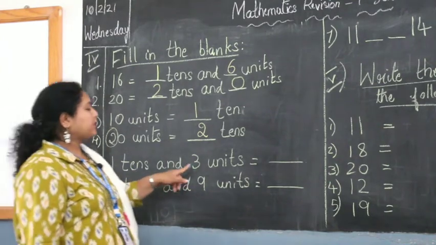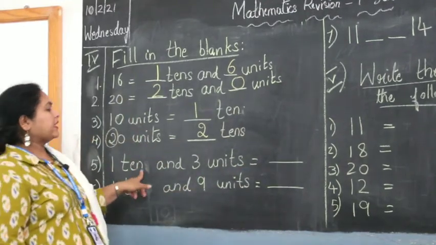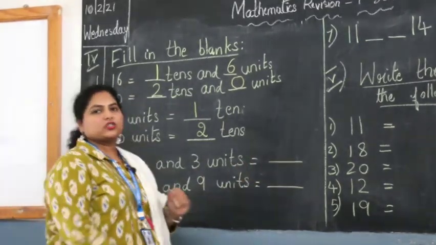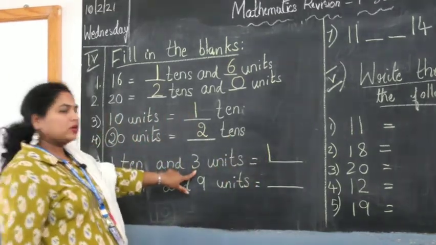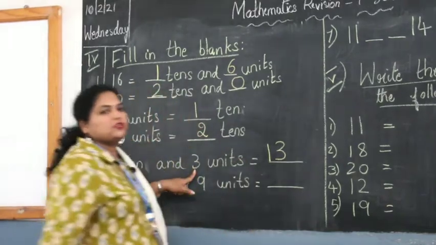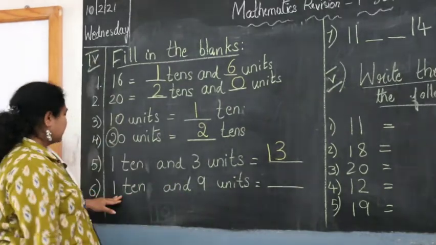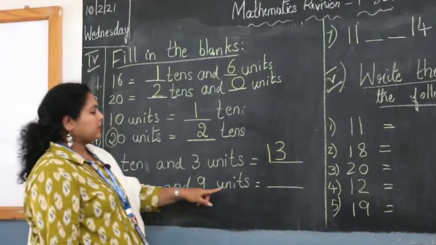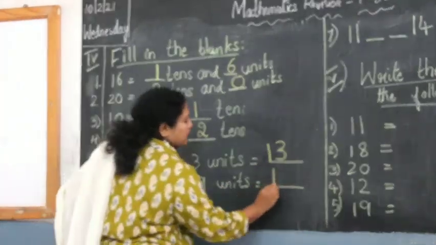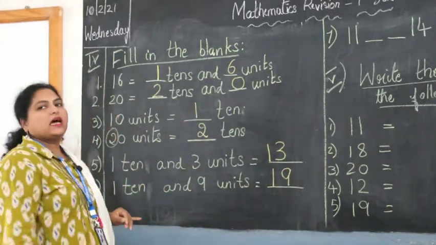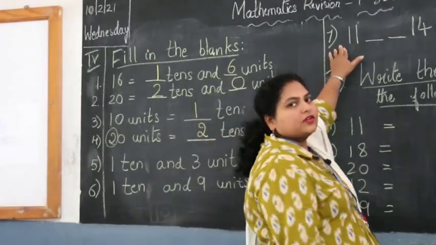1 ten and 3 units equals how many? So let's write 1 ten. We are writing 1. And how many in the units column? 3. So 1 and 3 is 13. 1 ten and 3 units is equal to 13. The next one, 1 ten and 9 units equals how much? So 1 ten and 9 units makes 19.